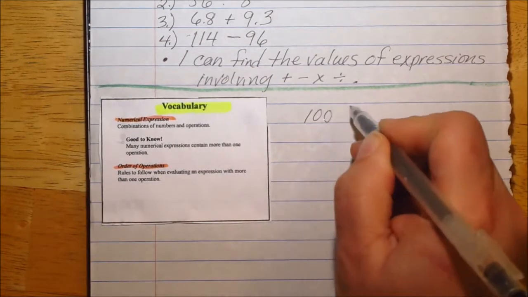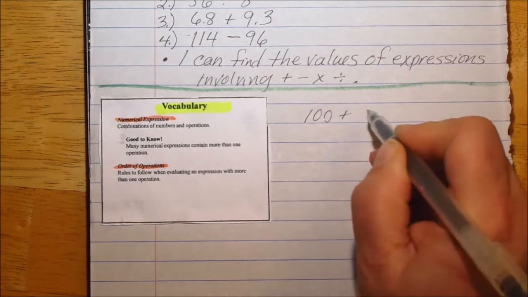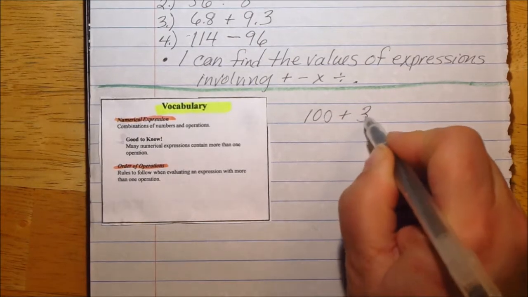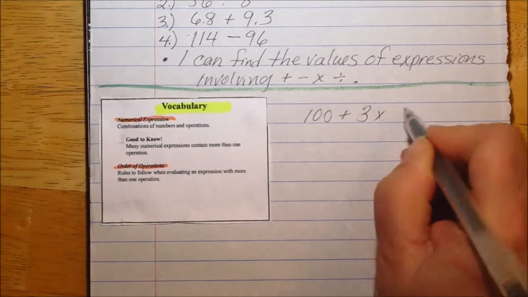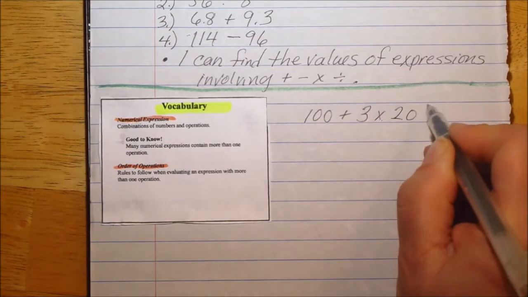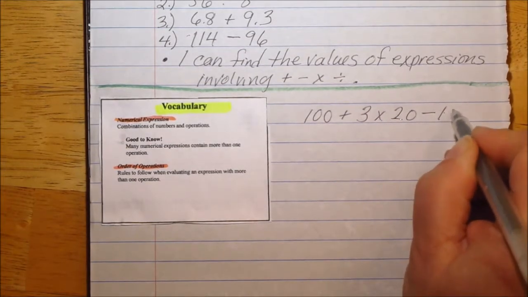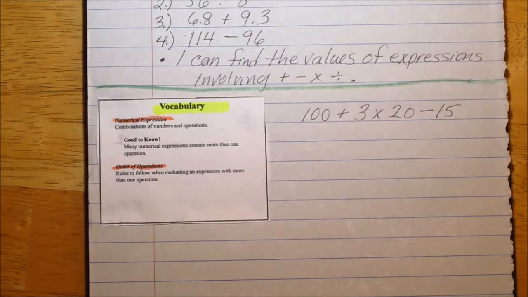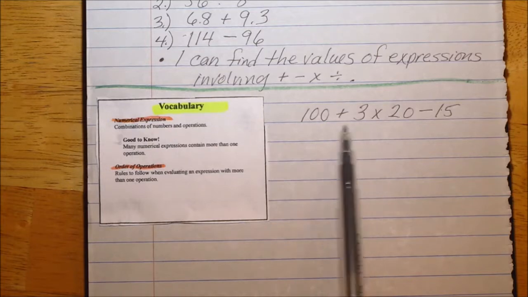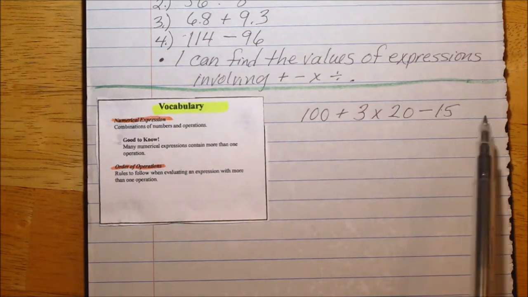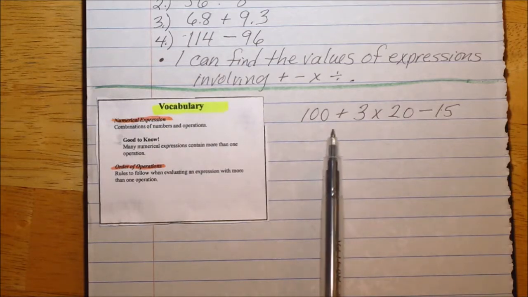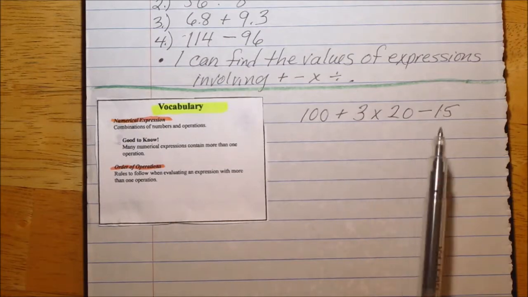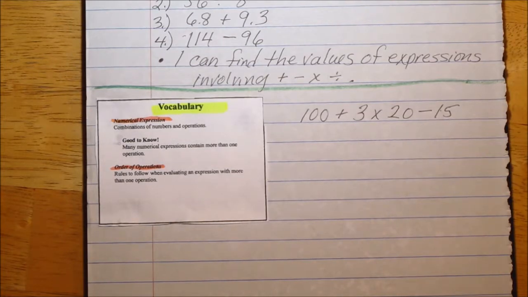100 plus 3 times 20 minus 15. That is a combination of numbers and operations. I have 100, 3, 20, and 15 for my numbers, and I have an addition symbol, a multiplication symbol, and a subtraction symbol for my operations. It's a combination of the two.